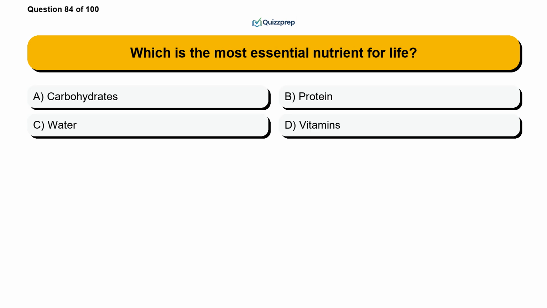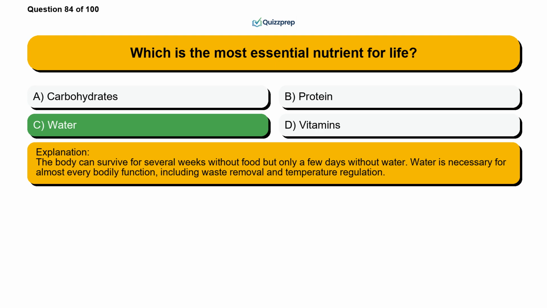Question 84. Which is the most essential nutrient for life? Option A, carbohydrates. Option B, protein. Option C, water. Option D, vitamins. The correct answer is option C, water. The body can survive for several weeks without food but only a few days without water. Water is necessary for almost every bodily function, including waste removal and temperature regulation.